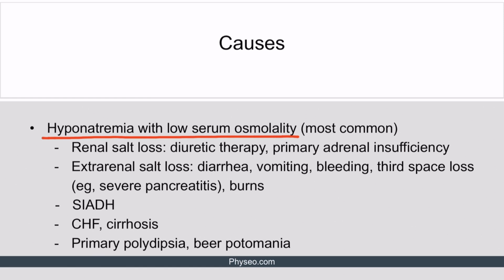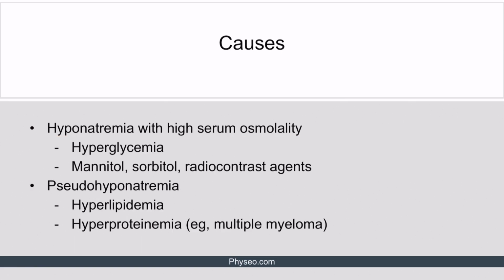Primary polydipsia is associated with psychosis and characterized by increased thirst and thus water intake, which lowers the serum sodium concentration. Beer potomania is seen in those who drink large amounts of beer, which is associated with decreased dietary solute intake and subsequent reduced water excretion. Okay, let's continue with the causes.